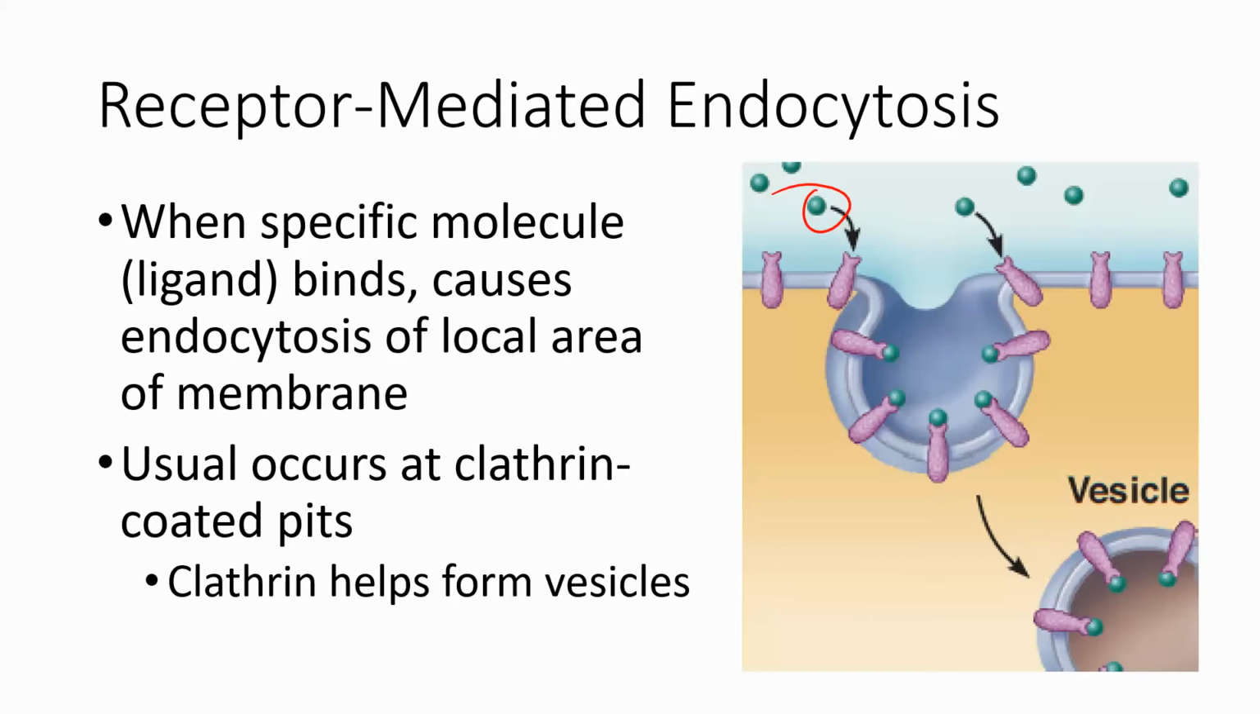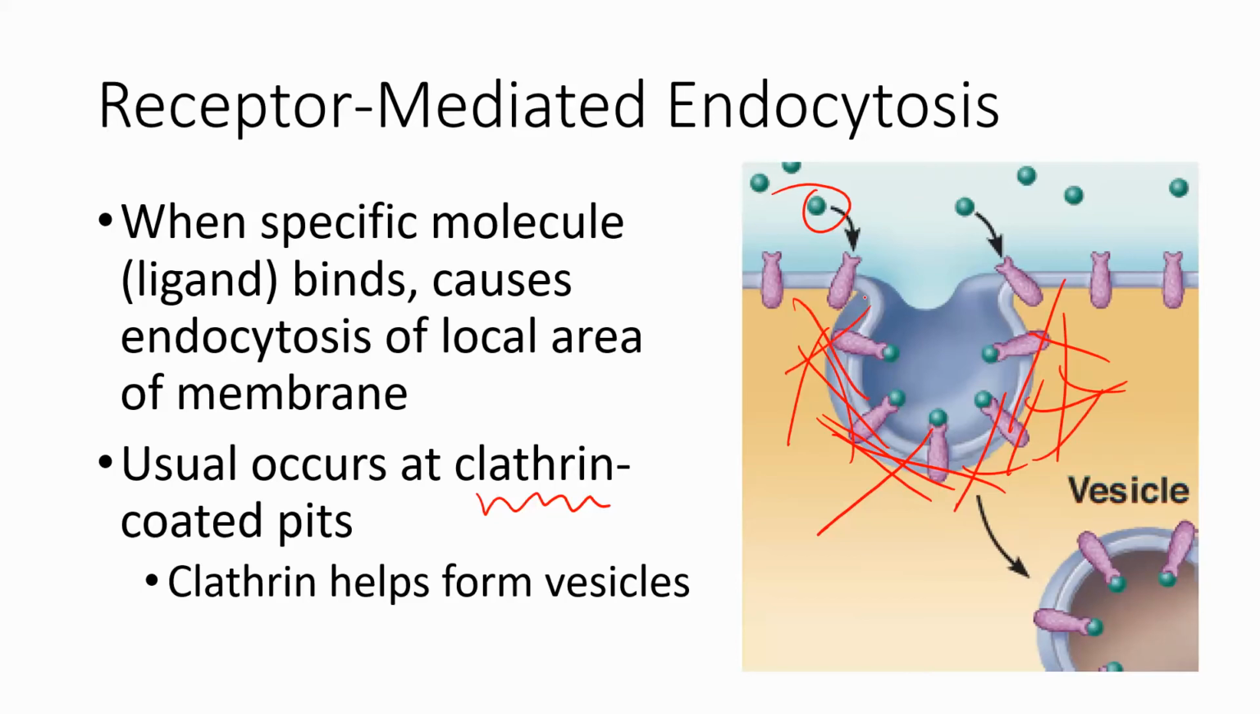Usually this occurs at something called a clathrin-coated pit. Clathrin is kind of this hairy looking stuff that will stick to a vesicle, and it's important that this happens at those locations just because clathrin is a molecule that helps form these kind of bulges in the membrane and helps it pinch off to form vesicles.